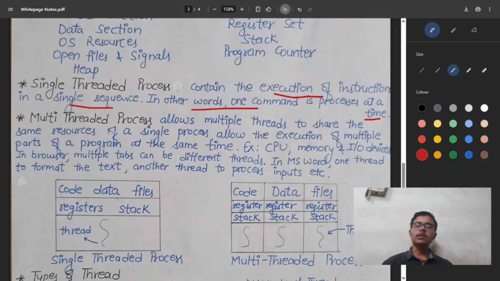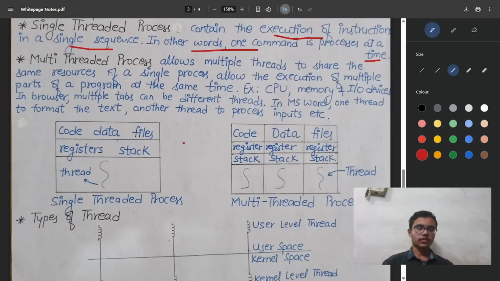The multi-threading concept allows multiple threads to share some resources of a single process, allowing the execution of multiple parts of the program at the same time. Examples of resources: CPU, memory, input output devices. In a browser, multiple tabs can be different threads. In MS Word, one thread formats the text, another thread processes input, etc.